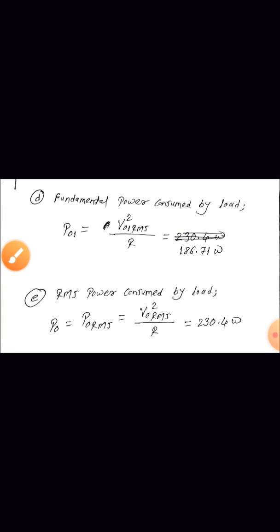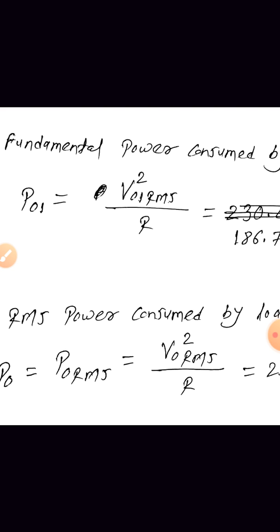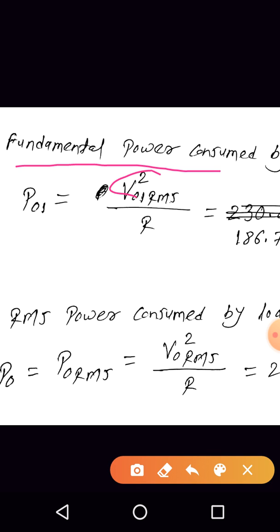Next, 4th bit. In the 4th bit, they have asked for the fundamental power consumed by the load. Be careful. Here they have asked for the fundamental power, not the total power. Fundamental power means the power consumed by the load due to the fundamental voltage, right? So as we know, in any resistive load, what is the power? Yes, it is V square divided by R, right? So instead of V, we need to consider V01 RMS square, because V square means it was actually V RMS square, right?